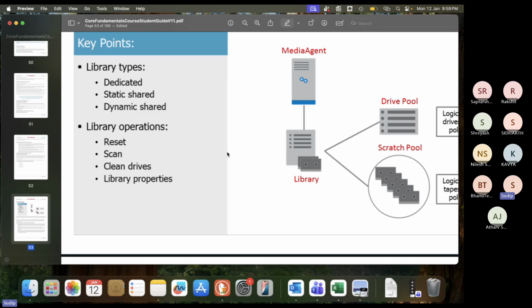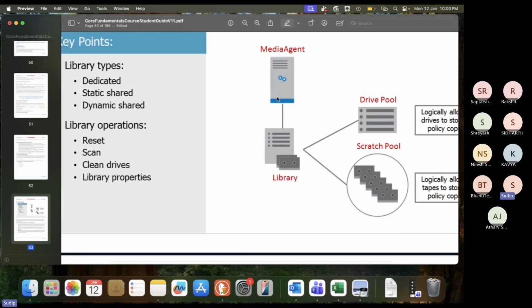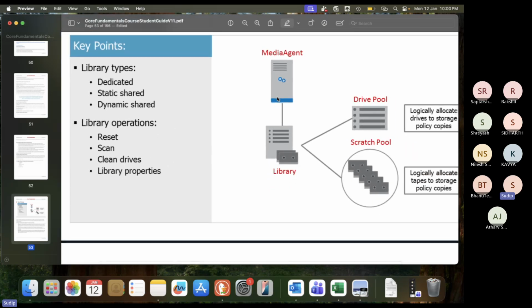And from Commvault itself, there are certain tape level operations that you can perform. Obviously, Commvault cannot automatically remove a tape and put a tape. That has to be done either by a robotic arm or by a person. Some of the other activities are tape drive operations like resetting the tape, scanning it, and understanding the properties of the tape library or the tape drive. These are some of the operations that you can do from the Commvault GUI itself.